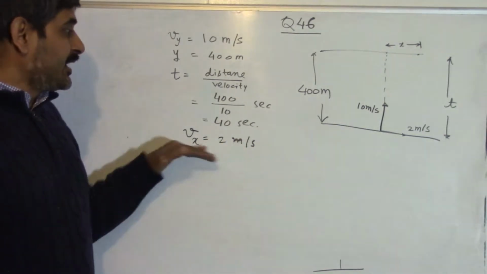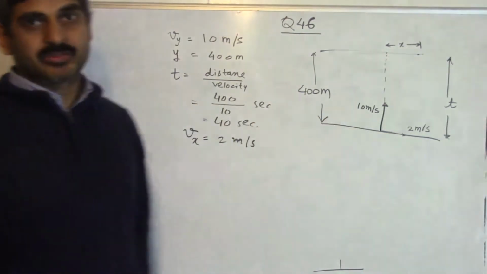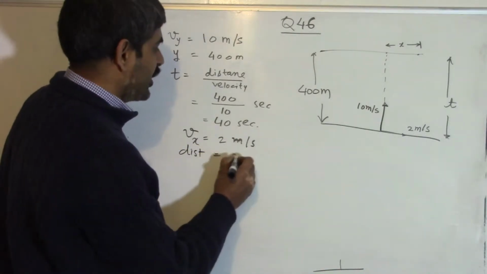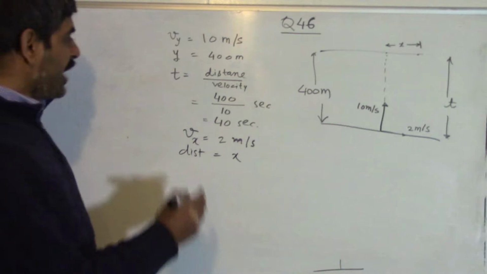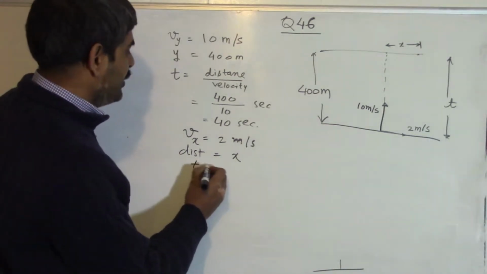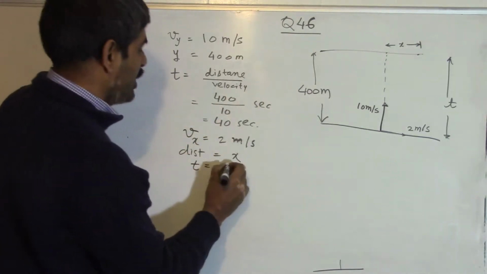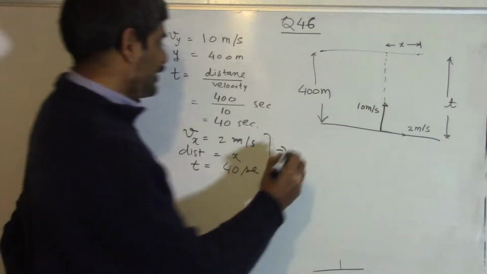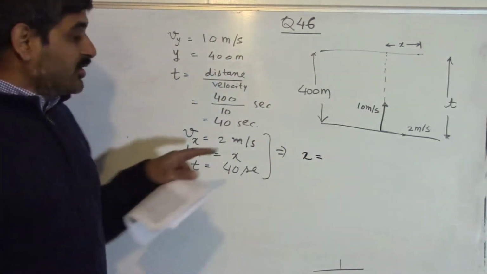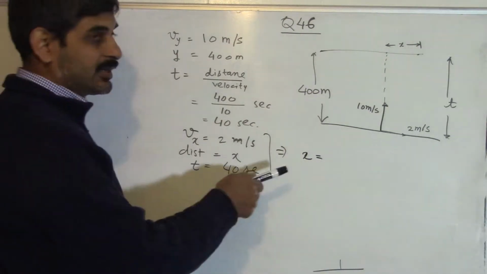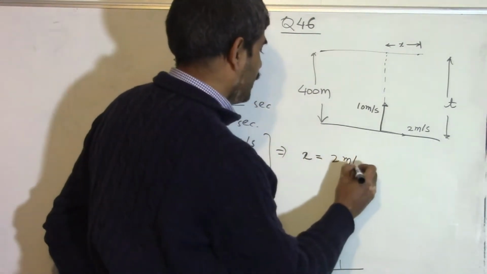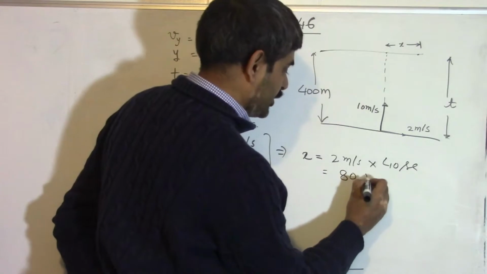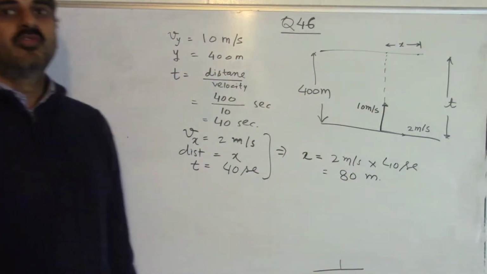So in the x-axis, the resultant velocity is only the river velocity, 2 meter per second, and the resultant distance, let's say we are calling it x. That is one thing we need to find out, and the time in this duration will be the same as this, or 40 seconds. So we get the distance x equal to the horizontal velocity multiplied by the horizontal time, which is 2 meter per second multiplied by 40 seconds. And this becomes equal to 80 meter. This is question number 46.